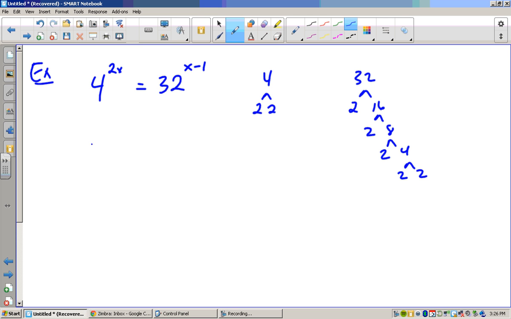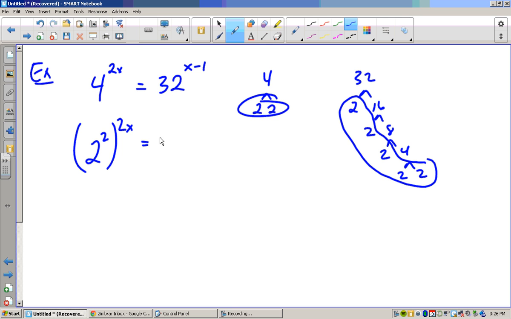Well, 4 becomes 2 squared. You got that right here, 2 2's. And then don't forget the power that was already there. 32, I had 1, 2, 3, 4, 5 2's there. So 32 becomes 2 to the 5th power. And again, don't forget the power that was already there. Let's apply our power to a power. So this is really 2 to the 4x power will equal 2 to the 5x minus 5 power.